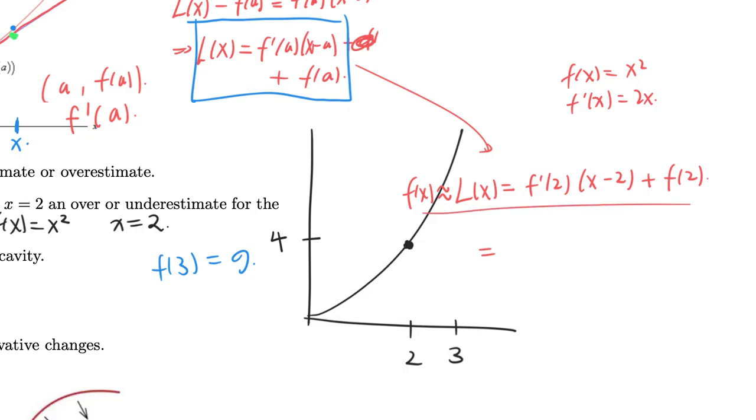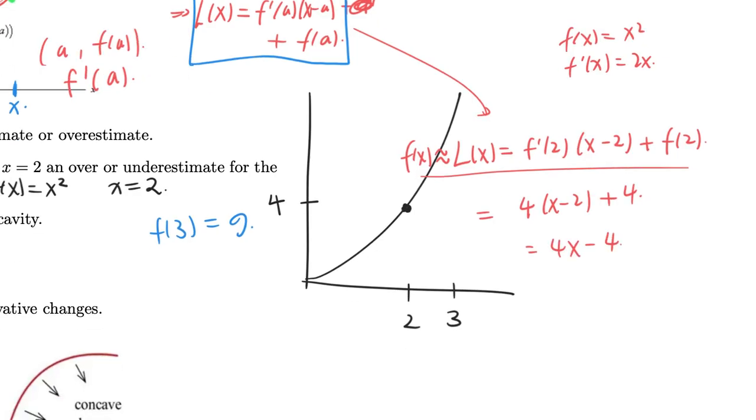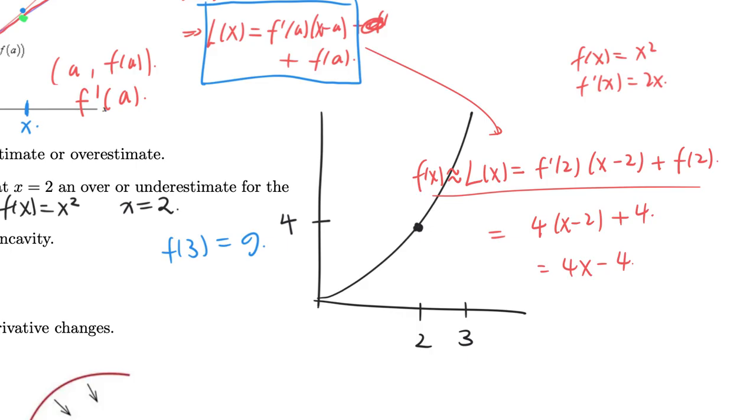And then you can keep on evaluating. So f prime of 2 is just 4, so L of x is 4(x - 2) + f of 2, and that's 4. This is 4x - 4. Okay, so this is our tangent line. And then we can just plug in x = 3. So f of 3 is approximately L of 3, which is equal to 4 times 3 minus 4. That is equal to 8.